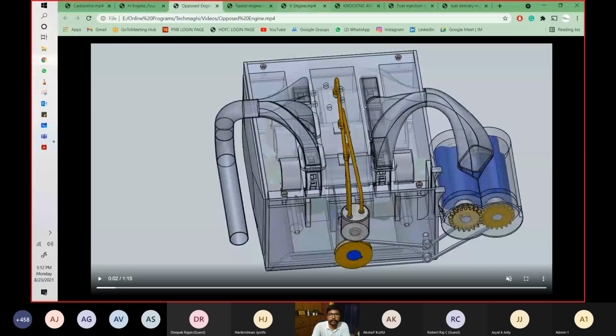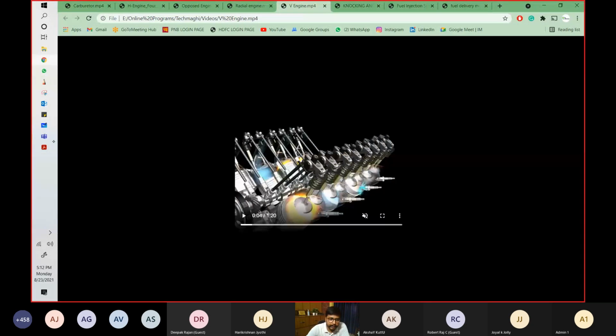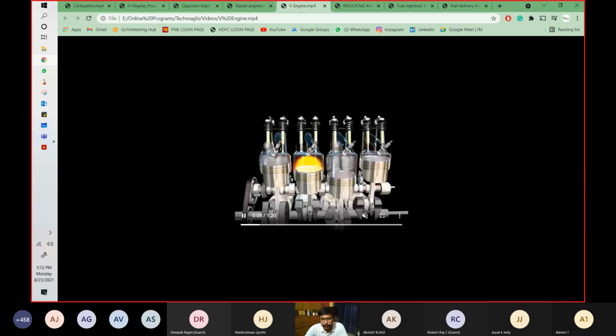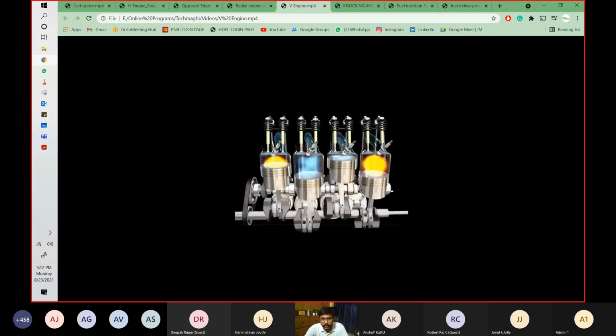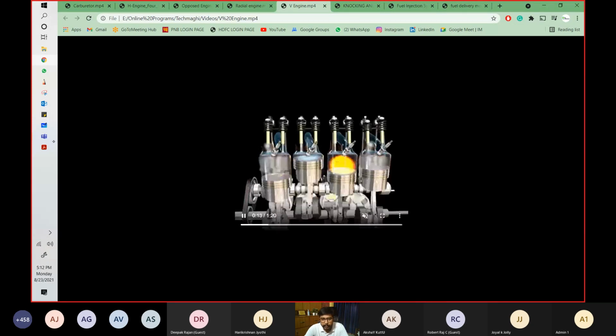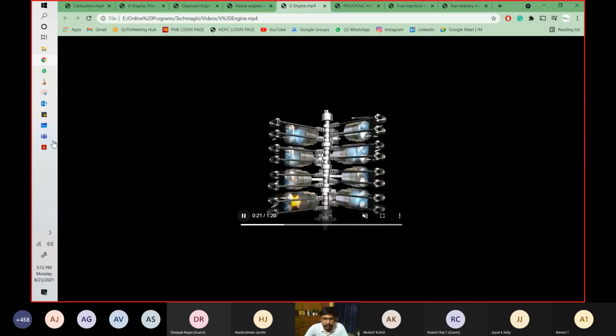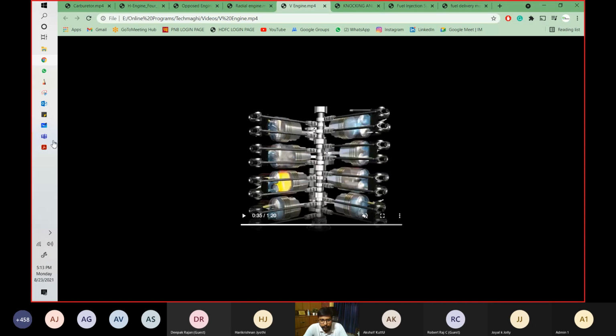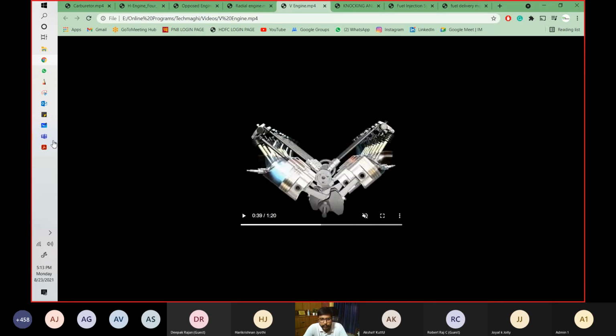Next is our V engine. You see this is an animation which shows you the arrangement in V shape. So earlier pistons were having inline order. Now the pistons are arranged in V shape, and this is basically to minimize the area and at the same time to maximize the number of cylinders. So this engine will be compact at the same time. It will be immensely powerful as compared to the inline engine.